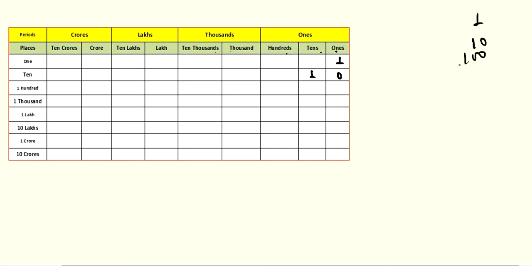Now if 100 is given, so 0, 0, 1. If 1000 is given, so 0, 0, 0, 1. If 10,000 is given, so 0, 0, 0, 0, 1. As you can see, the number of zeros keeps on increasing. Here we are having 1 zero, in this we are having 2 zeros, then 3 zeros, then 4 zeros. Okay, like that.